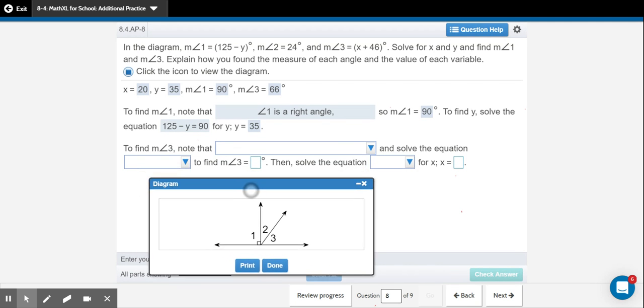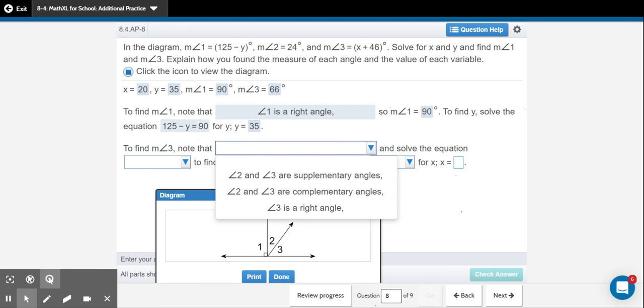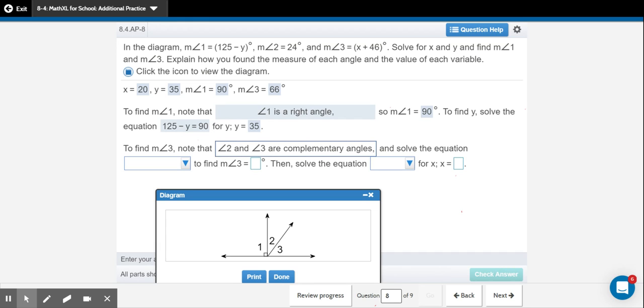Oh, we got more. To find the measure of angle 3, what did we say? Angle 2 and 3 are supplementary? No, supplementary means 180 degrees, that they're a straight line. That 2 and 3 are complementary angles? Yes, they equaled 90 degrees. And solve the equation. 24, good, plus the measure of angle 3 equals 90. And then the measure of angle 3 equaled 66.